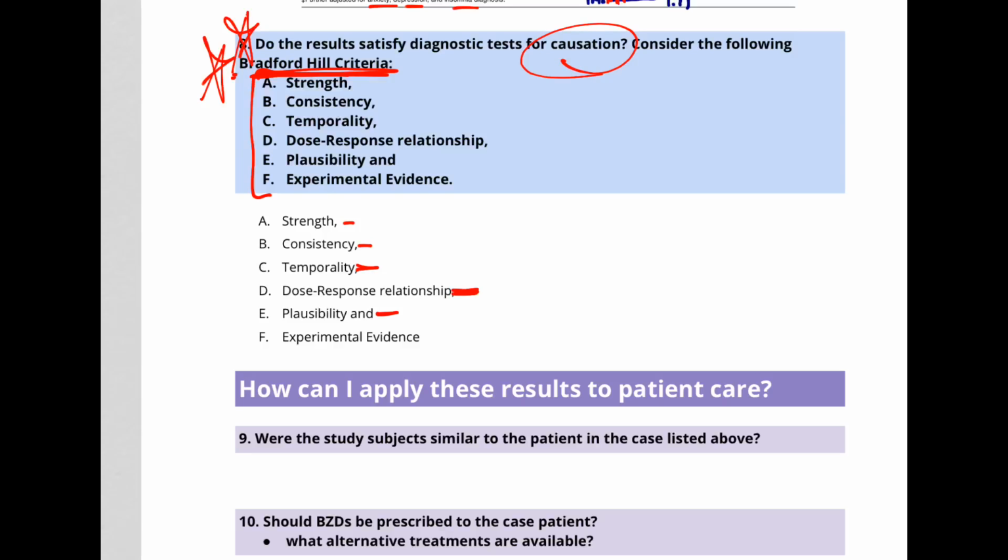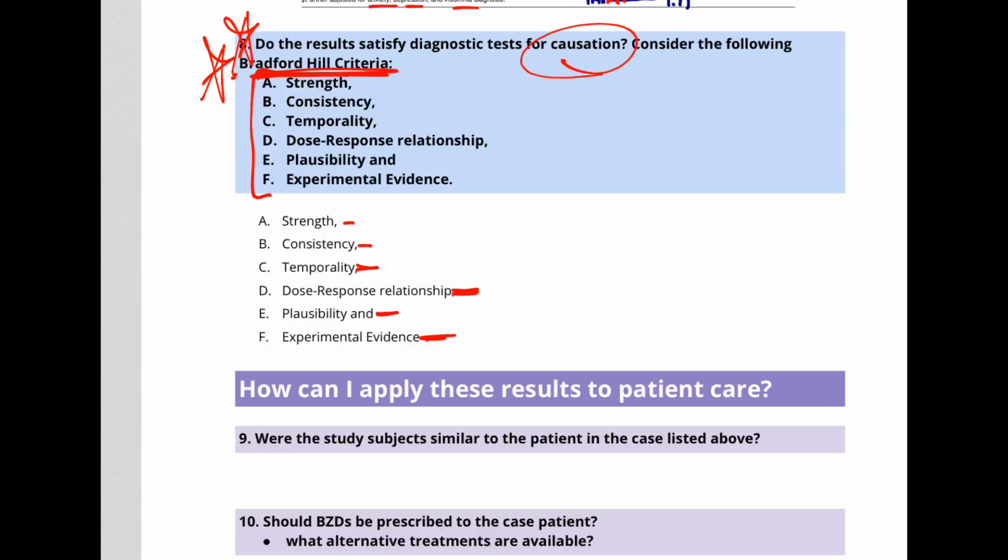Plausibility: does it make sense? Is there some sort of biologic mechanism that can explain this? And yes, there is. Benzos have been associated with amnesia, cognitive impairment, paradoxical agitation, and all sorts of other behavioral abnormalities. So it certainly is possible. It's plausible. And the final one is experimental evidence.